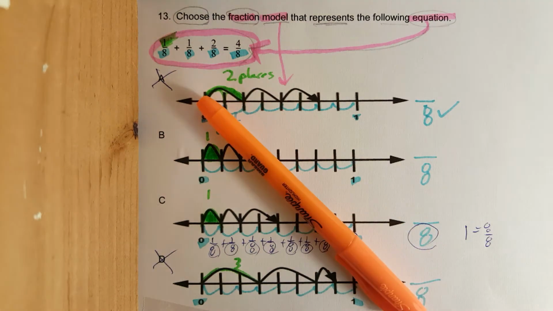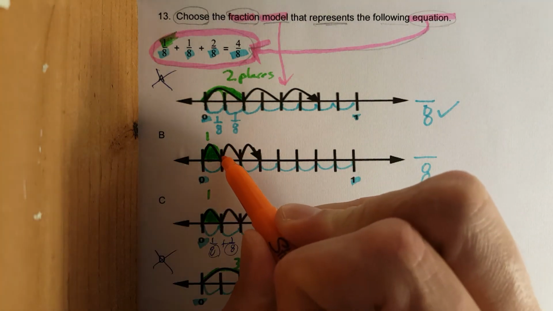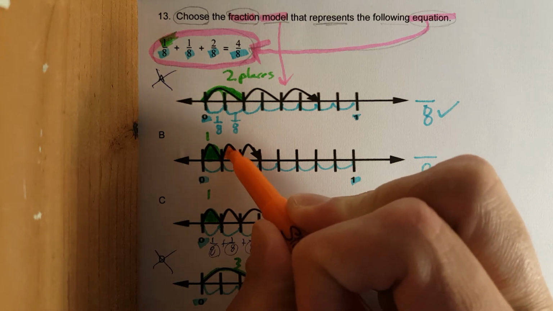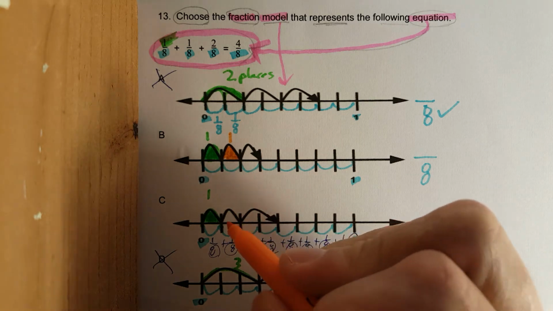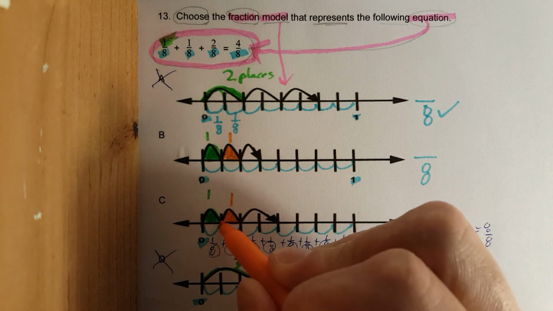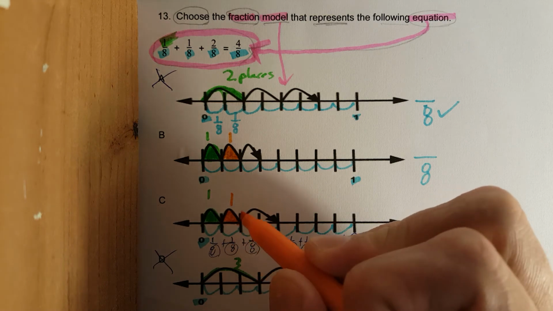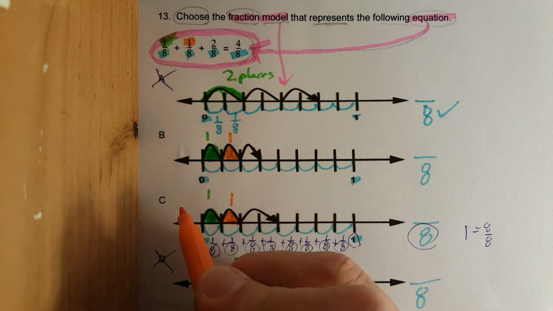Let's bring out orange. I love orange. Let's go to the next one. One again. Okay. One. Ooh, this one's the same too. One. One hop. One hop. It's a race. Is it answer B or answer C?